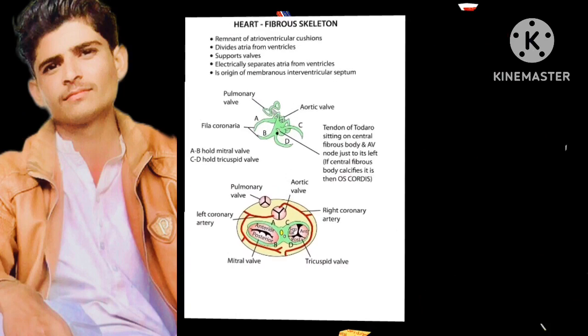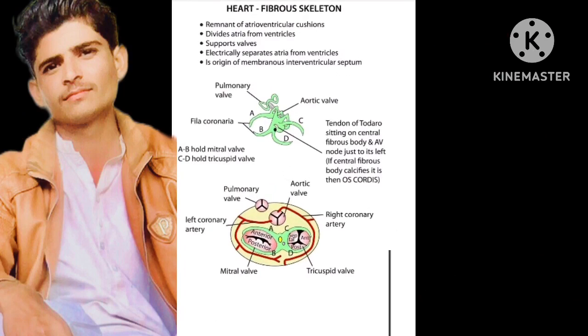Now, the actual muscle of the four chambers of the heart and the four valves are all attached to and supported by a figure-of-8 shaped fibrous skeleton. This consists of a central fibrous body, and there are extensions called fila coronaria, and these surround the valves.